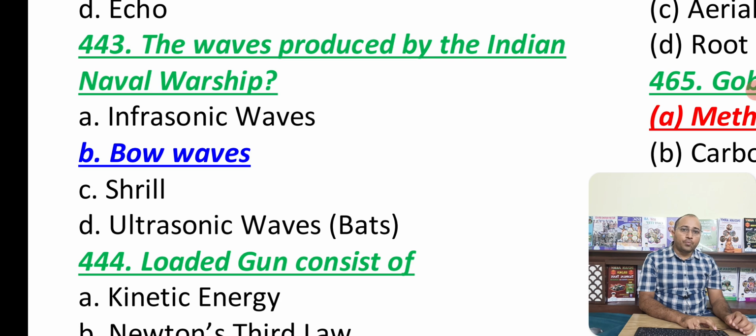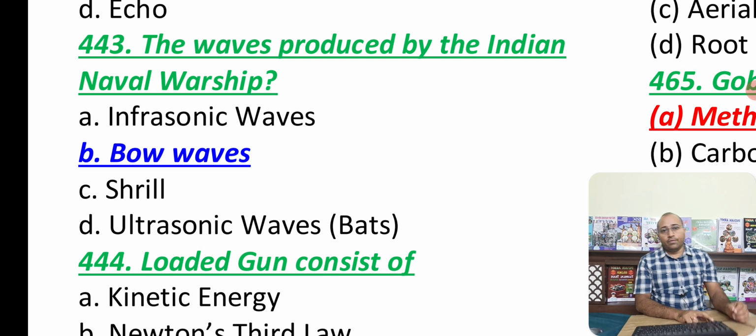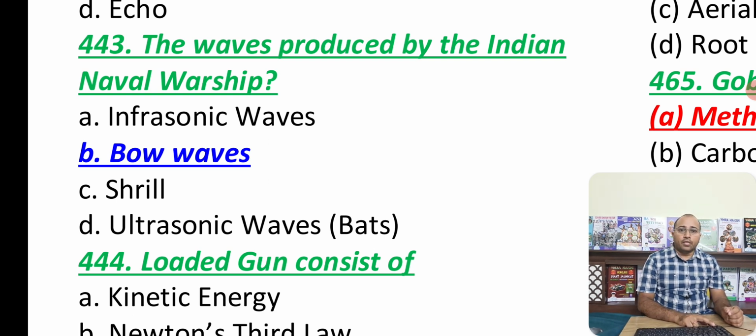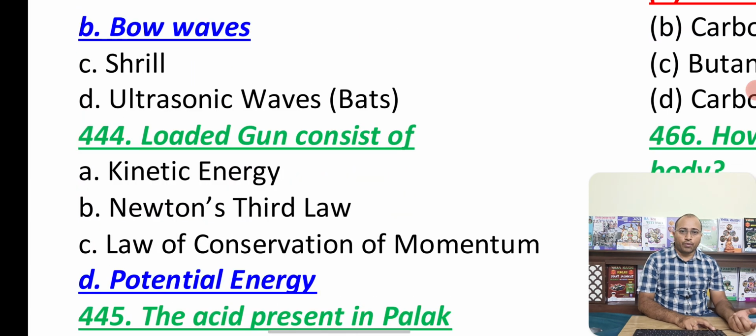The waves produced by an Indian naval warship: you know about the ship, it produces bow waves. You know the ship ahead, it starts producing the bow waves. You should know about ultrasonic waves. Ultrasonic waves can be produced by bats as well as mosquitoes. Infrasonic waves you can see in earthquakes.